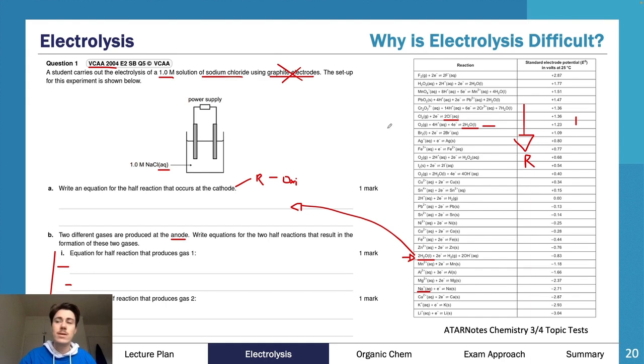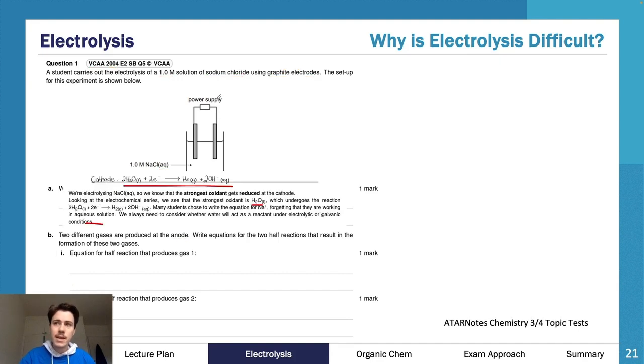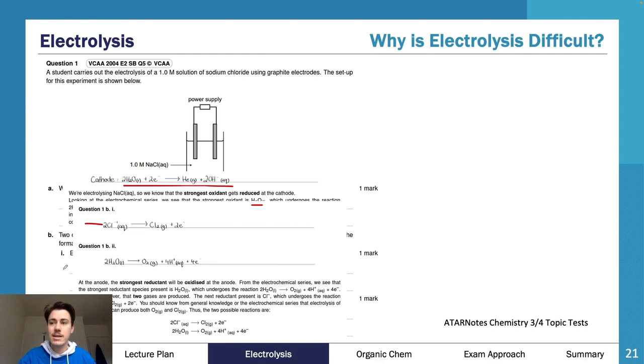And therefore, you're going to get a little bit of Cl2. It's not a perfect world. You're not just going to get 100% O2. You're going to get a little bit of Cl2. Not a lot, but a little bit. And that's what this question wants you to recognize, that these are really close to each other, and therefore you will get a little bit of Cl2 gas.